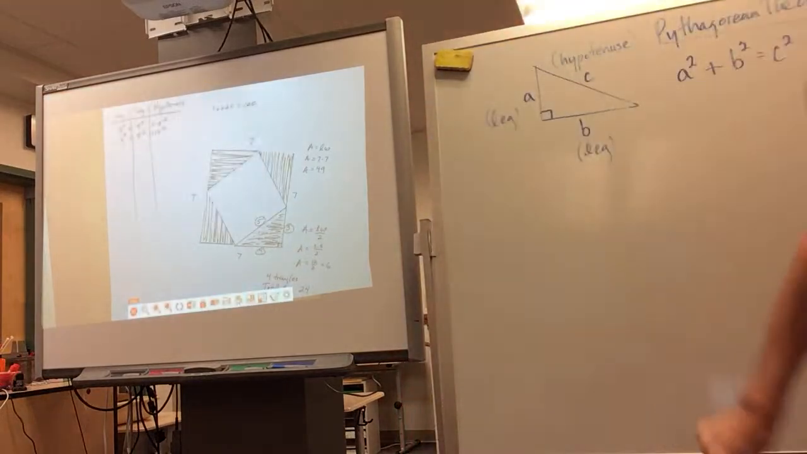So that's what you need to know. That's your notes for this lesson. It's a formula. Pythagoras figured this out 2,700 years ago. And it works for every single right triangle.